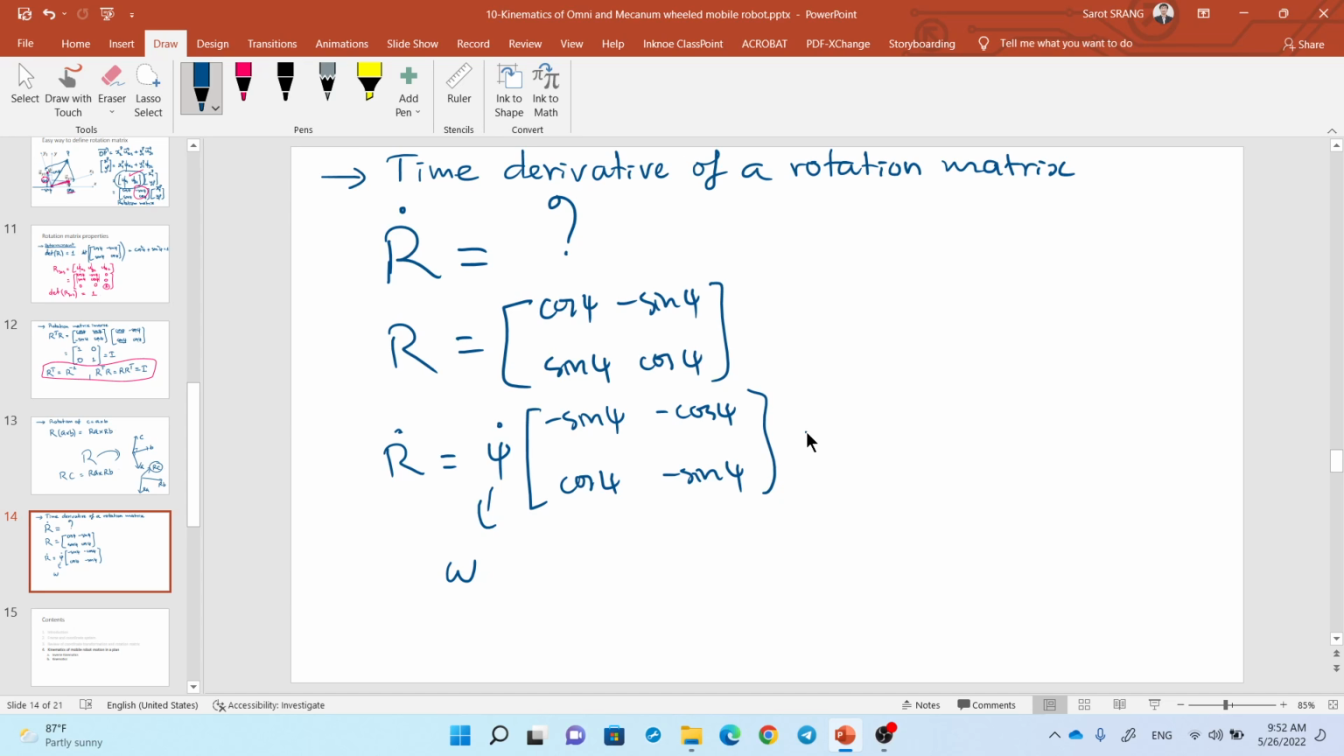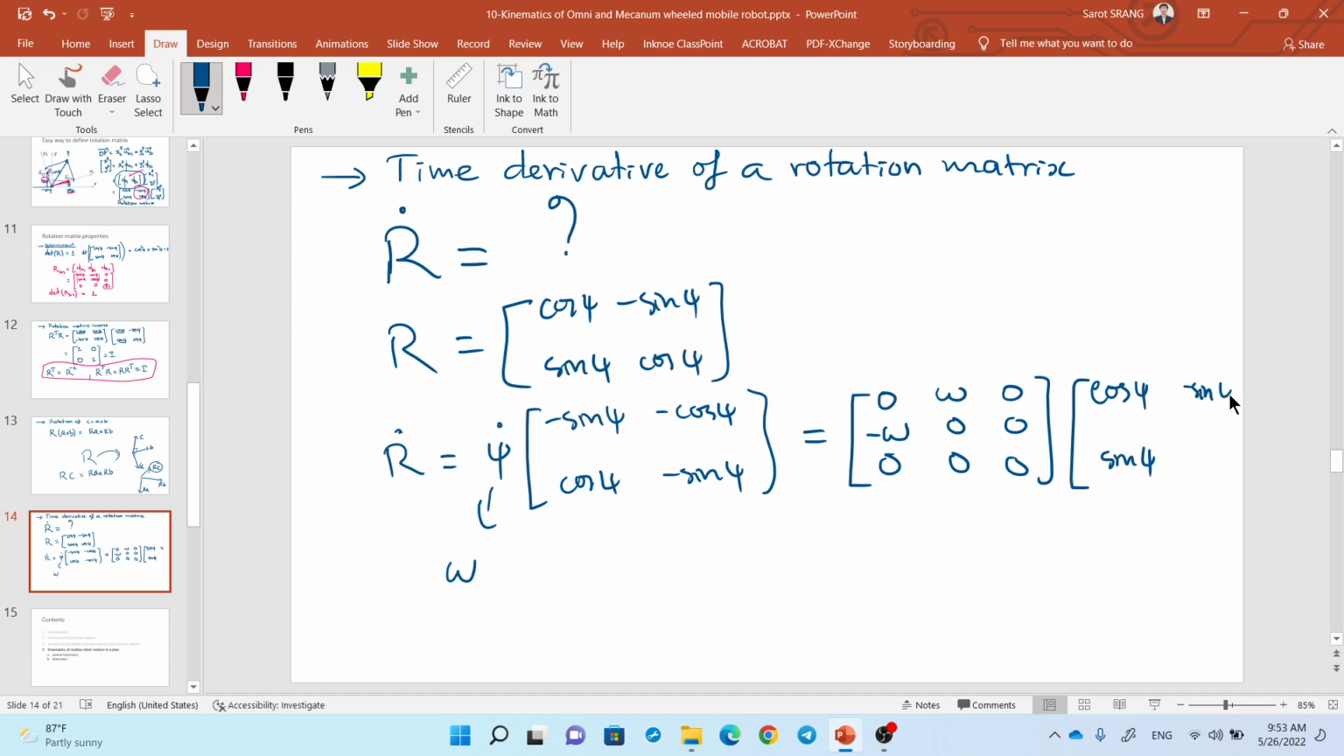So maybe you will ask, how can we come up with this expression I'm going to write soon? Actually, this one is just 0, minus omega, 0 0 0 0 0 0, times the original cosine psi, sine psi, minus sine psi and cosine psi. You may question, how can you come up with this multiplication?